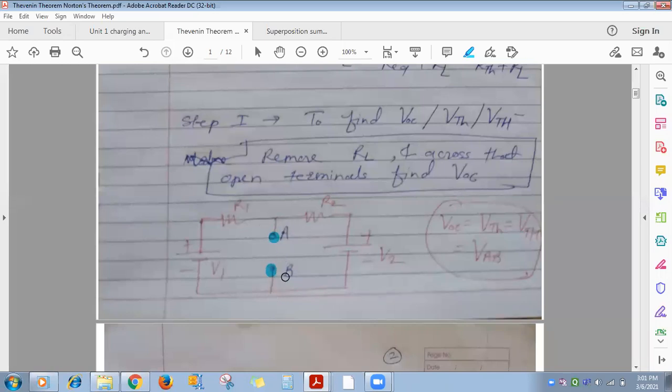So will any current flow from A to B? No, ma'am. No current will flow. Suppose from V1, I1 starts to flow. It will flow through R1. What about the current flowing through R2? The same current I1 will flow, and the same current will return back. So here R1 and R2 are actually connected in series.